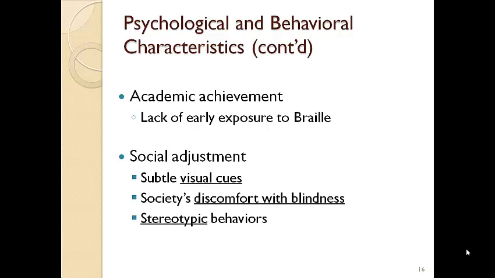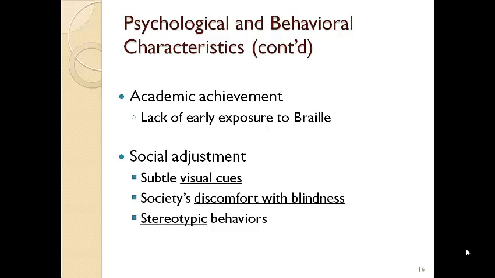Stereotypic behaviors such as body rocking or eye poking are somewhat common among students with visual impairments. Not all of them, but a certain number. These behaviors, when displayed by students with visual impairment, may not be socially acceptable to other peers, right? So they may have problems adjusting to that.